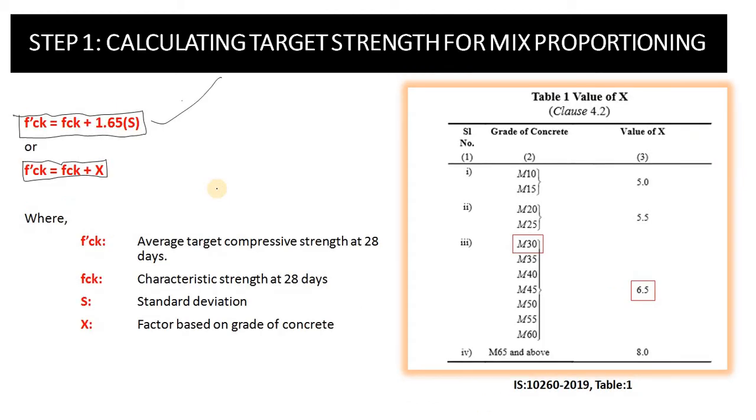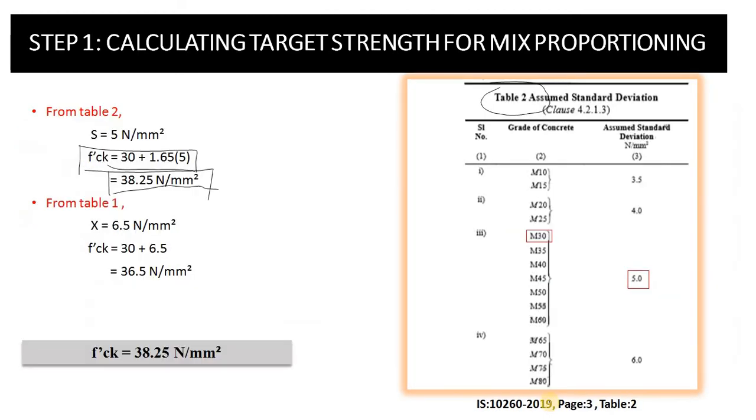Now coming to formula 2, the second formula, which is f'ck is equal to fck plus x. The value of x will be obtained from table number 1 of IS 10262. The value of the target mean strength by the second formula will be 36.5 Newton per mm square. So we'll use the target mean strength as 38.25 Newton per mm square.